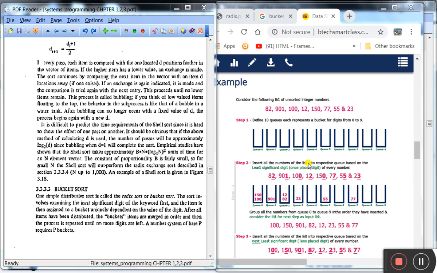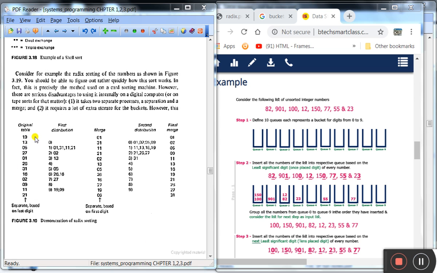So after this, based on the least significant digit, we are checking the elements for the zeroth bucket. Now we are keeping all the numbers which have the zero digit. So let us have a look at the example given in the textbook.